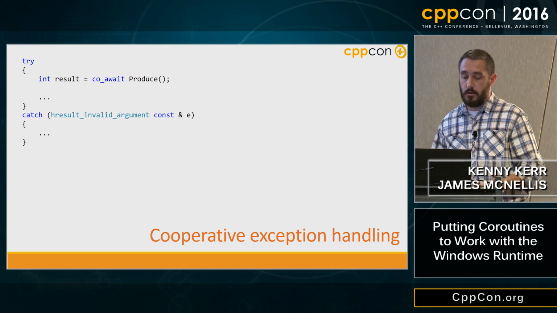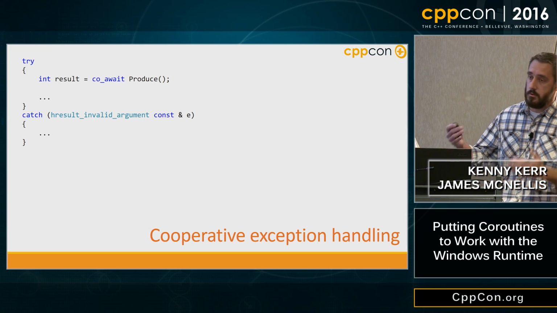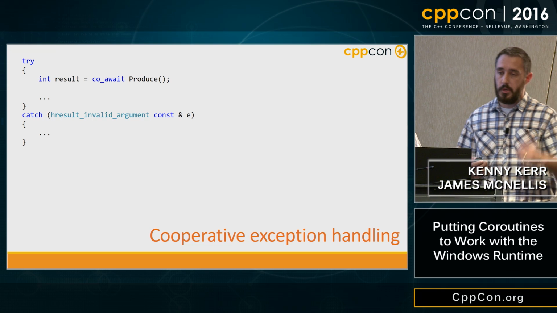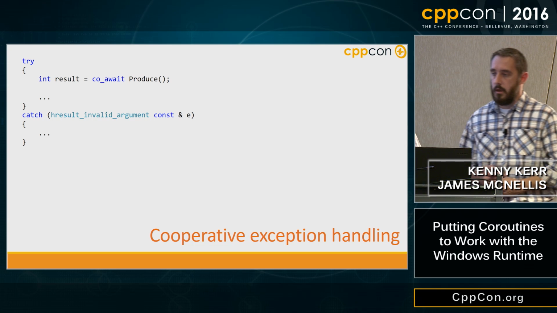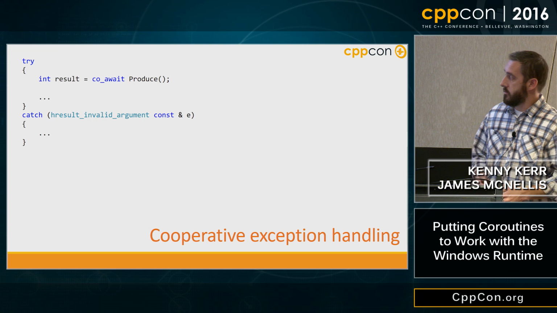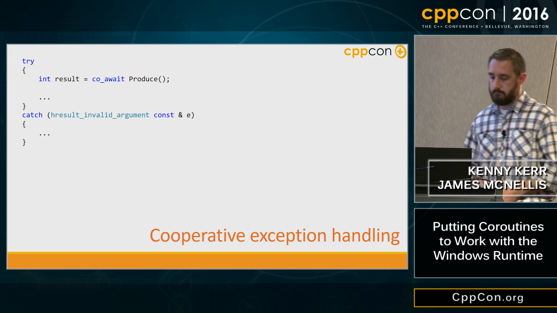There's nothing exciting there, but it does mean you can handle the exception within a coroutine, or you can allow it to propagate up through many, many other coroutines and handle it wherever you'd like. It's a very natural programming model either way.